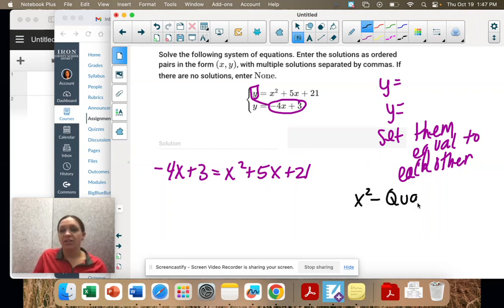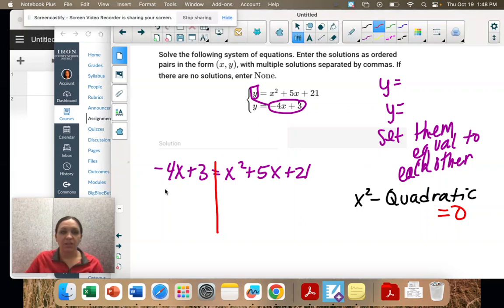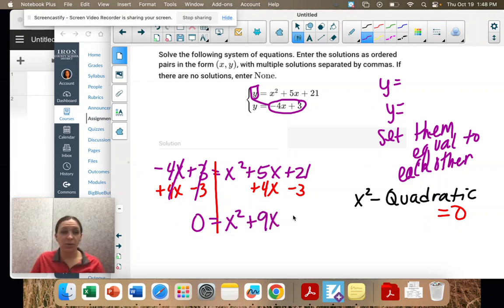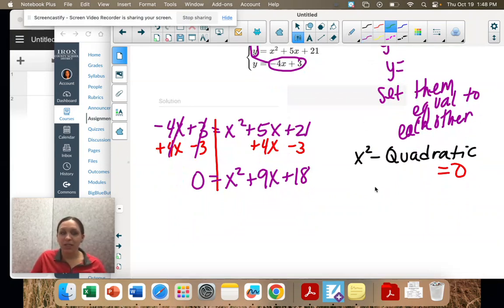So now I have an x squared, which is a quadratic equation, and before I can do anything, I have to get it set equal to 0. So I'm going to start combining like terms here. I'm going to add 4x, and I'm going to minus 3. So I have 0 equals x squared plus 9x, and then 21 minus 3 is 18. And they're giving us really nice ones to factor here. So I'm going to factor.